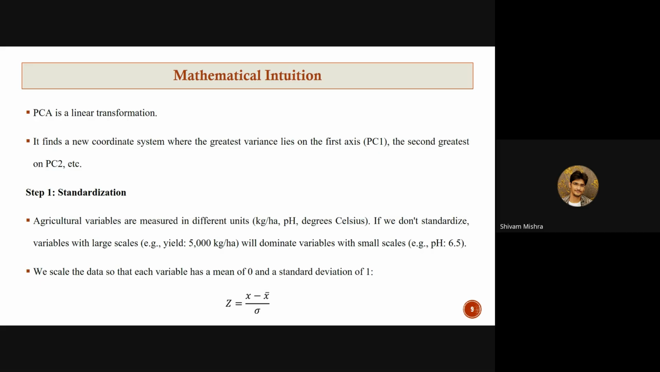So we reduce it to the scale of 0 to 1. That is called standardization or normalization of data. We do normalization of data by using this formula: z is equal to x minus x bar divided by standard deviation. After standardization, your data is reduced to a common scale.